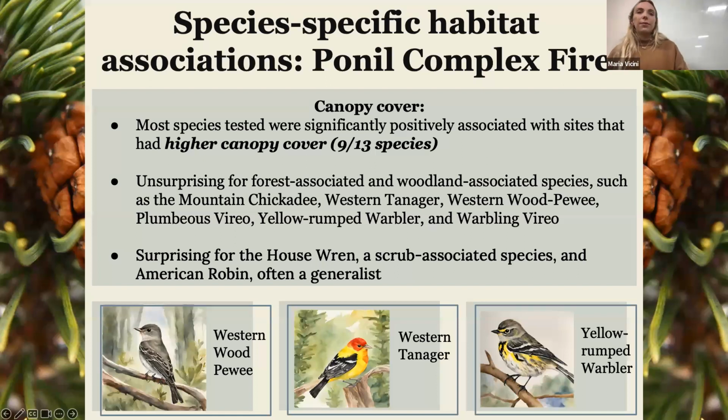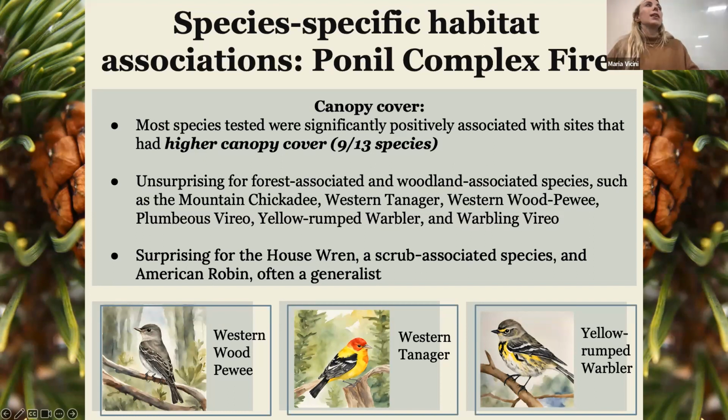Moving into the species-specific habitat associations for the Poniel Complex Fire, there were 13 species for which I tested these, based on species that were observed at least 15 times. So for canopy cover, most species tested were significantly positively associated with sites that had higher canopy cover. 9 out of the 13 species I tested had significant relationships with higher canopy cover.